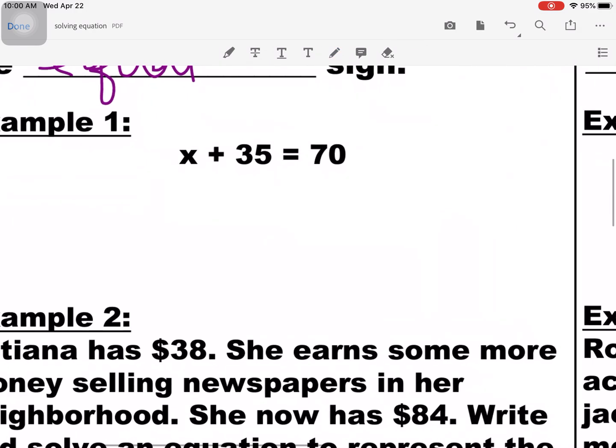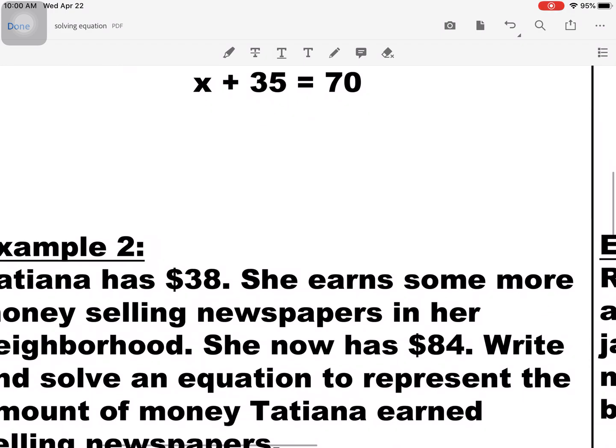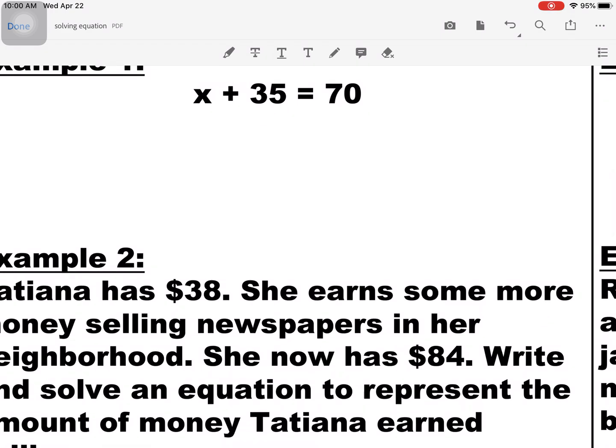All right, guys. The way I am showing you to do this is the way that you should do it each and every time you are solving equations. When you get into higher level math and have multi-step equations, it's going to prove to be beneficial if you do it the way I am telling you to do it. All right. So I am going to subtract 35 from both sides of the equal sign.